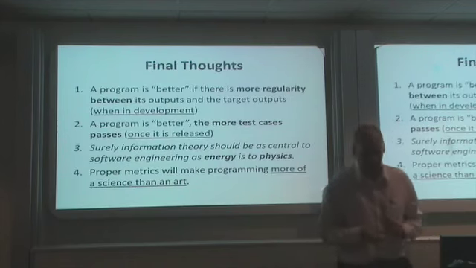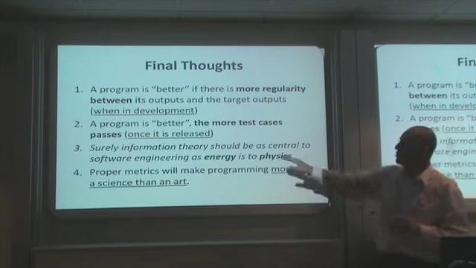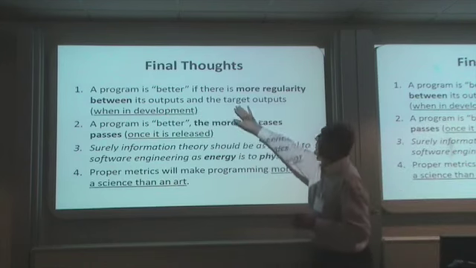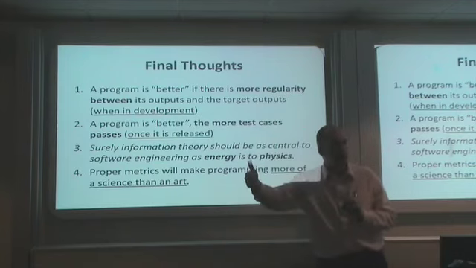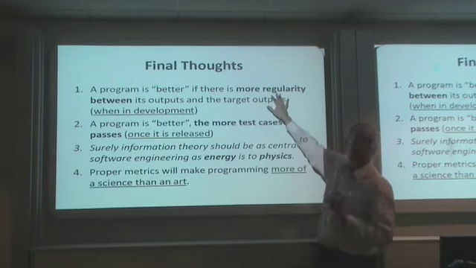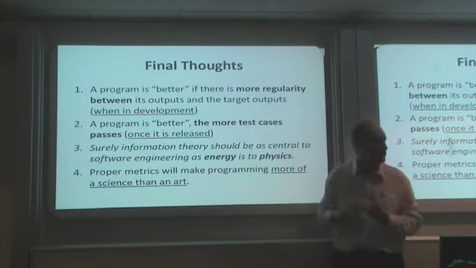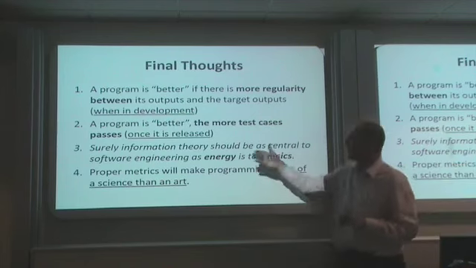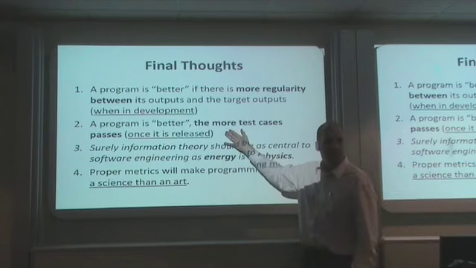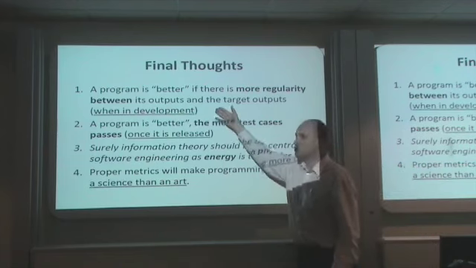Okay, so final thought. What we mean by a better program during development is how much regularity there is between its outputs and the outputs we want to get. By regularity, I mean Kolmogorov complexity or compression distance. Once the final program is finally released, then we care about the number of test cases it passes. But these are 2 different things.